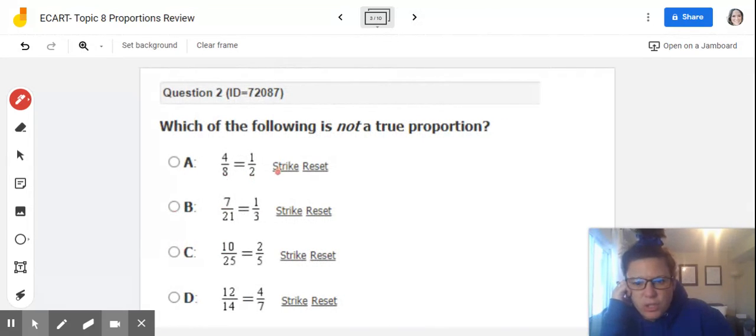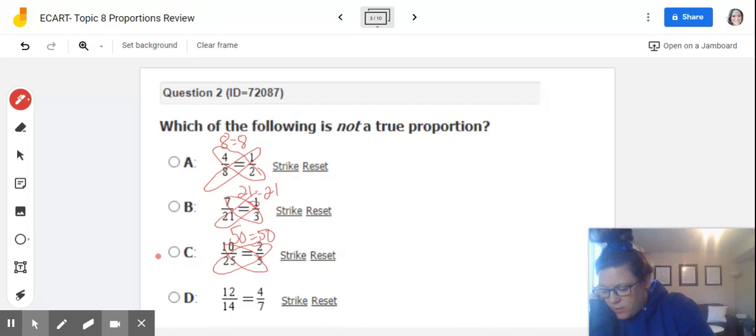All right. Question 2, which is not a proportion. So this one is in a proportion. When you cross multiply, if the answers are equal to each other, it is a proportion. That's the whole definition of a proportion. So those are equal, these are equal. 50 equals 50. So hopefully this is my answer.